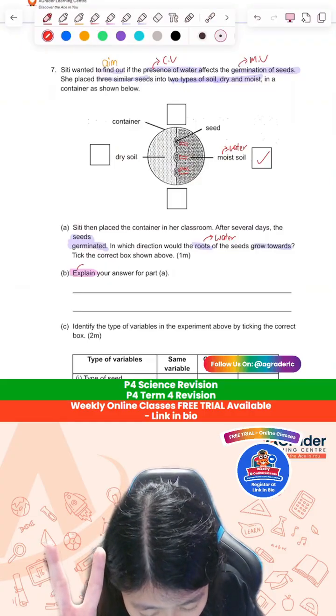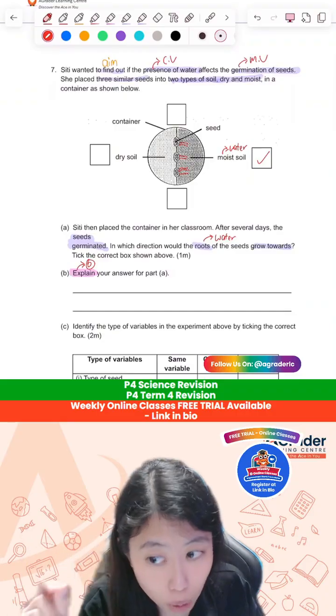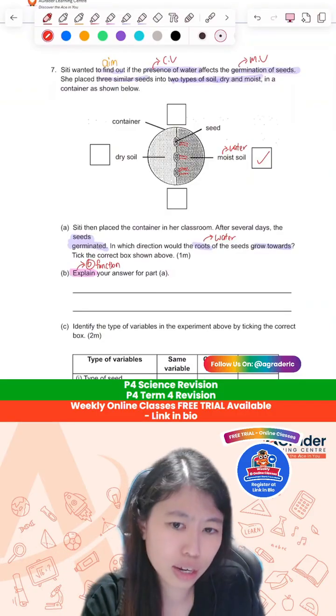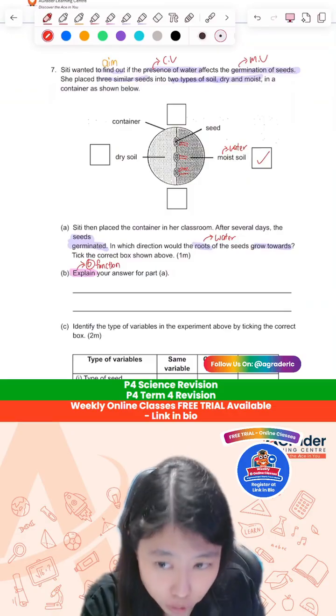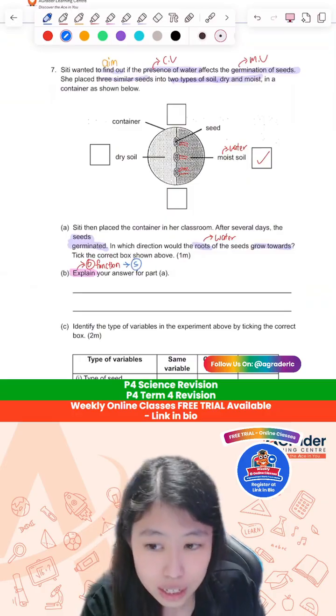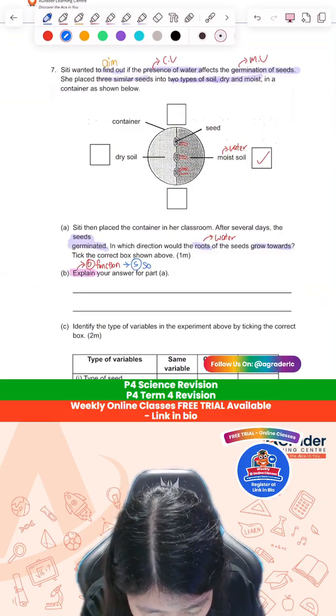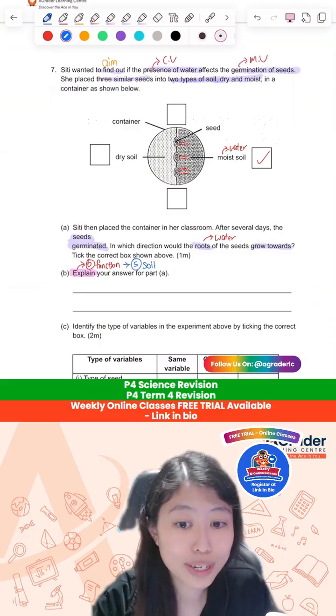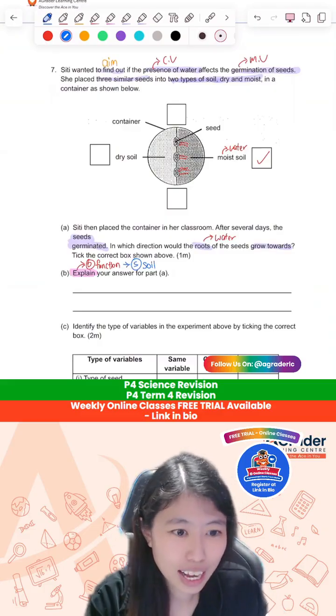Describe the job of the roots, the function of the roots. Why do you say that roots will grow there? Talk about the function. Then your science concept: talk about why it will grow towards the soil. Because there is water, it needs to grow towards there to absorb water.